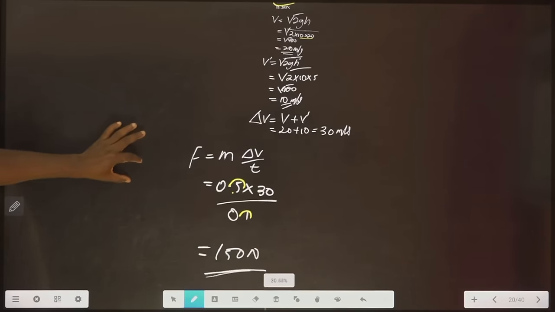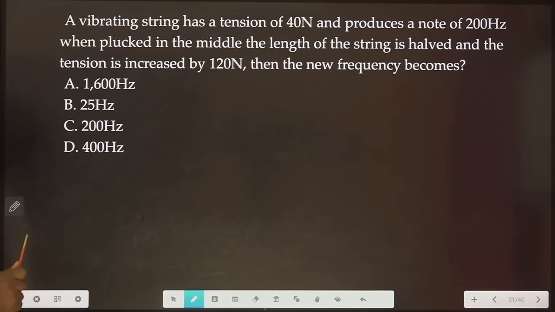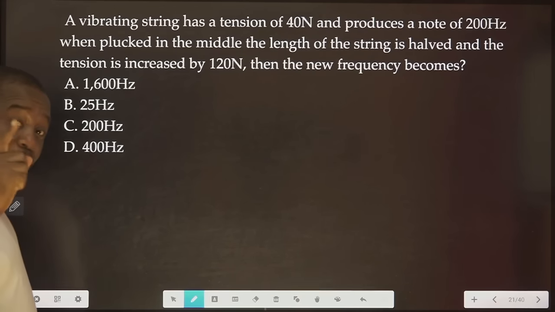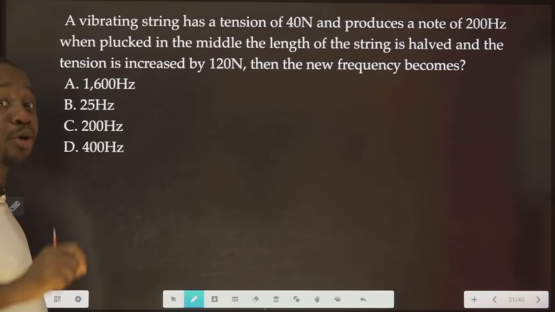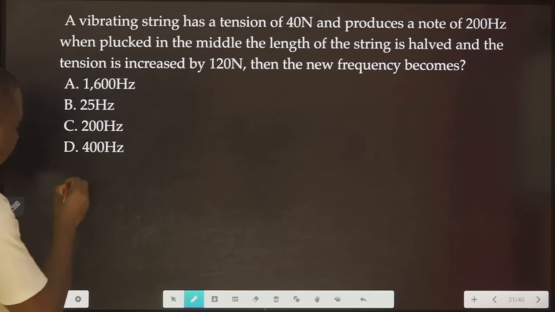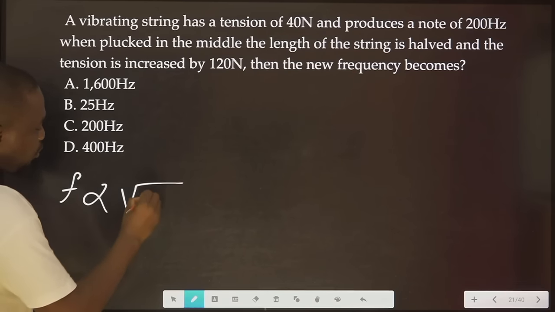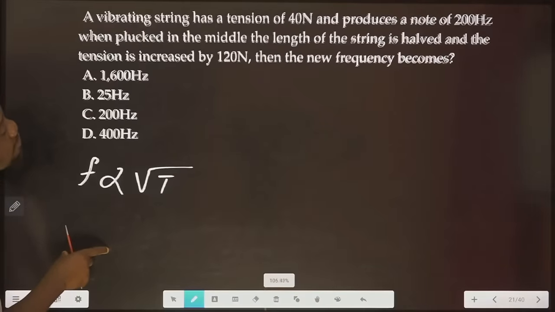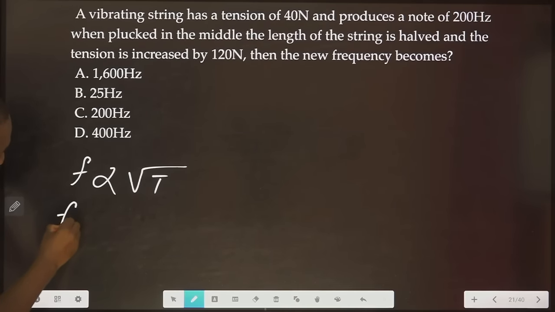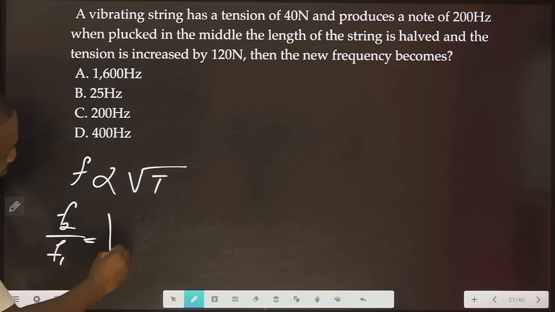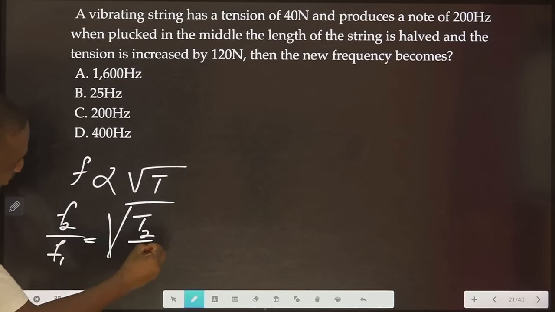Hope you understand this. Let's look at this. It says a vibrating string has a tension of 40 newton and produces a note of 200 hertz. When plucked in the middle, the length of the string is halved and the tension is increased by 120 newton. Then the new frequency becomes, one thing you must put at the back of your mind is that frequency is proportional to the square root of the tension, okay? Frequency is proportional to the square root of what? Tension, okay? So with this now, all we have to do is to know that F2 over F1 is equal to the square root of T2 over T1.